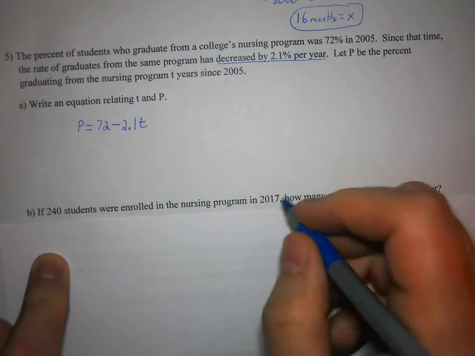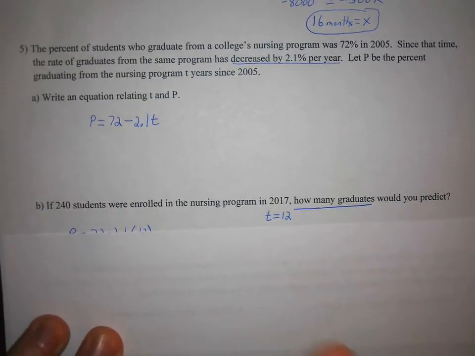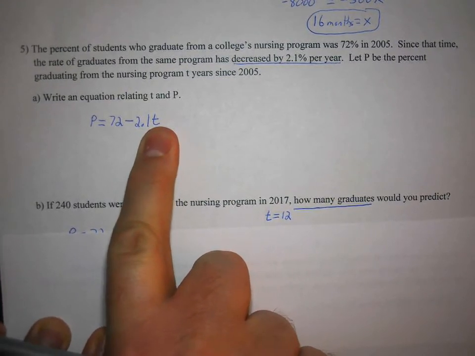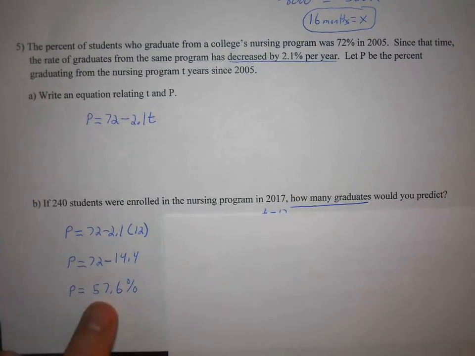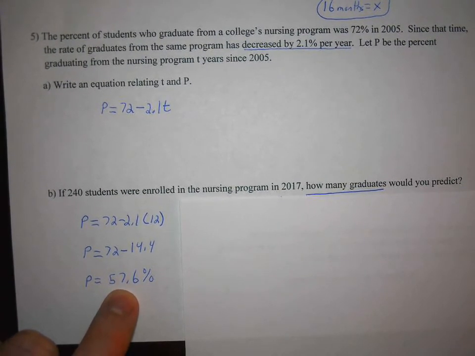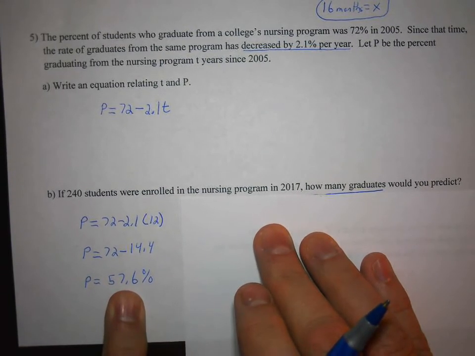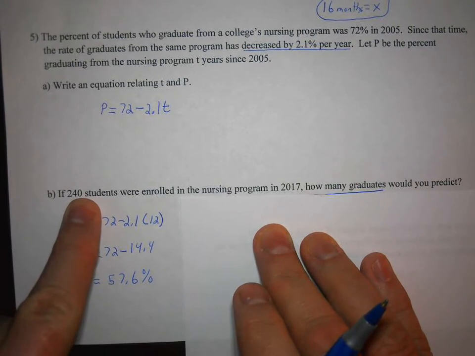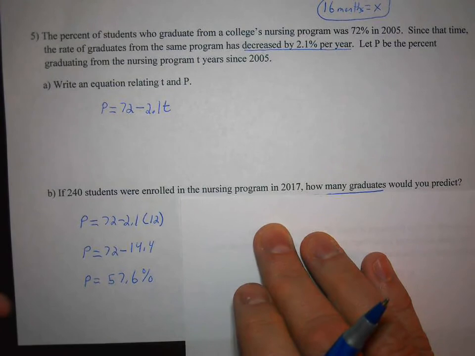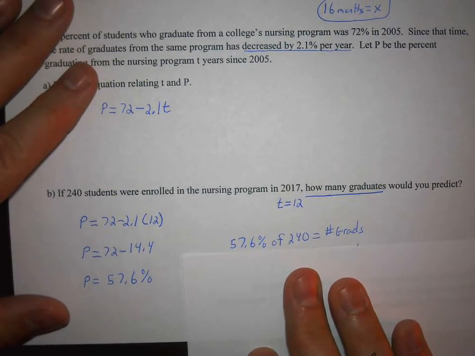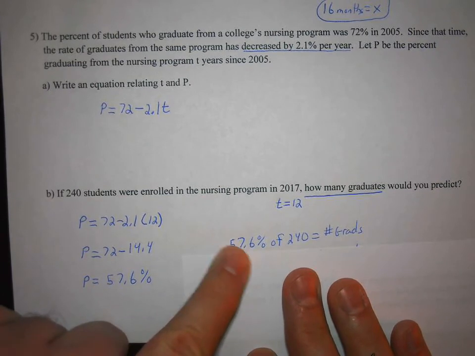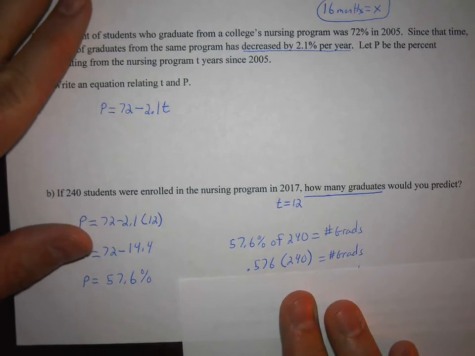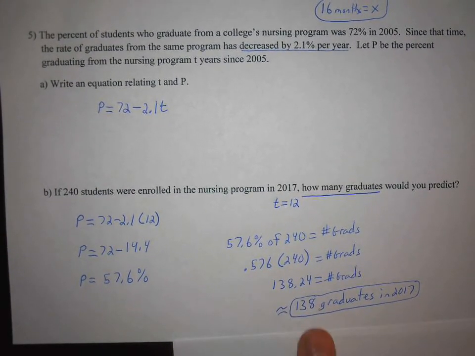In 2017, that's a T value of 12. Okay, so if we substitute 12 into the T value in our equation, what that'll find for us is the percentage that graduated. So when we do that, you end up with 57.6% that graduated. So they're saying that 57.6% of those enrolled, the 240 enrolled, will graduate. So you need to take 57.6% of 240, and that'll give you the number of grads. So multiply, not 57.6, but since it's a percentage, 0.576 times 240, and that gives you 138.24, which you can round down to 138. So 138 graduates in 2017.